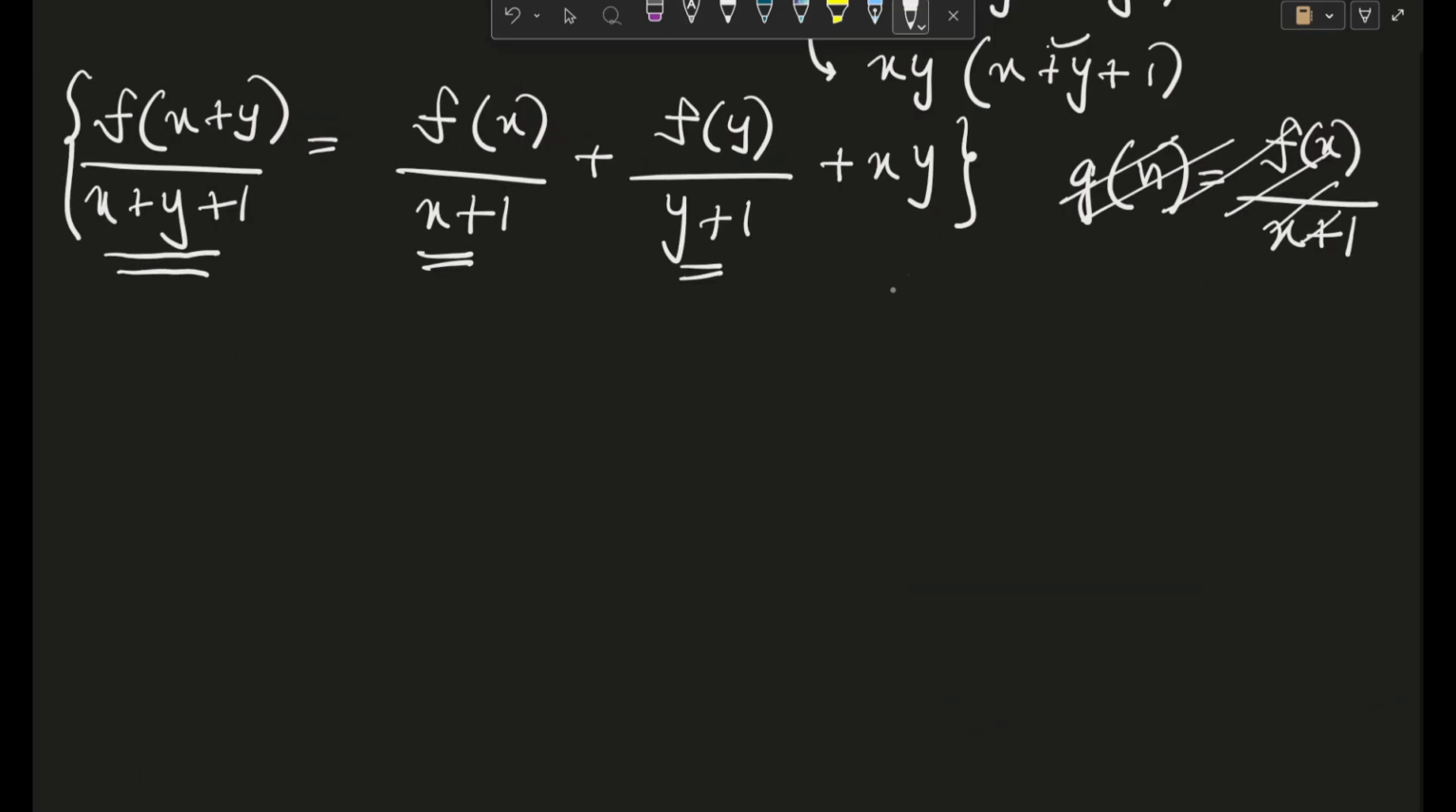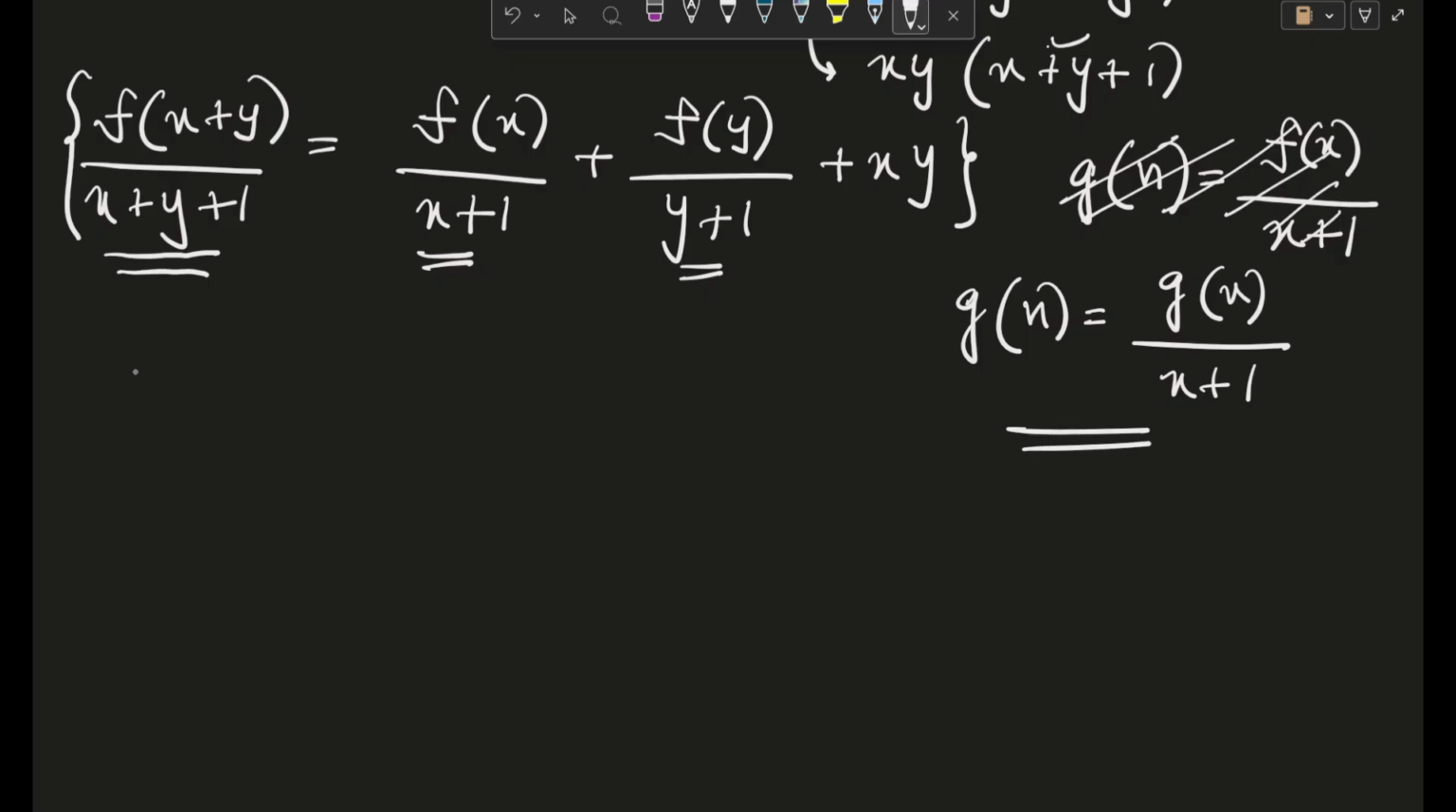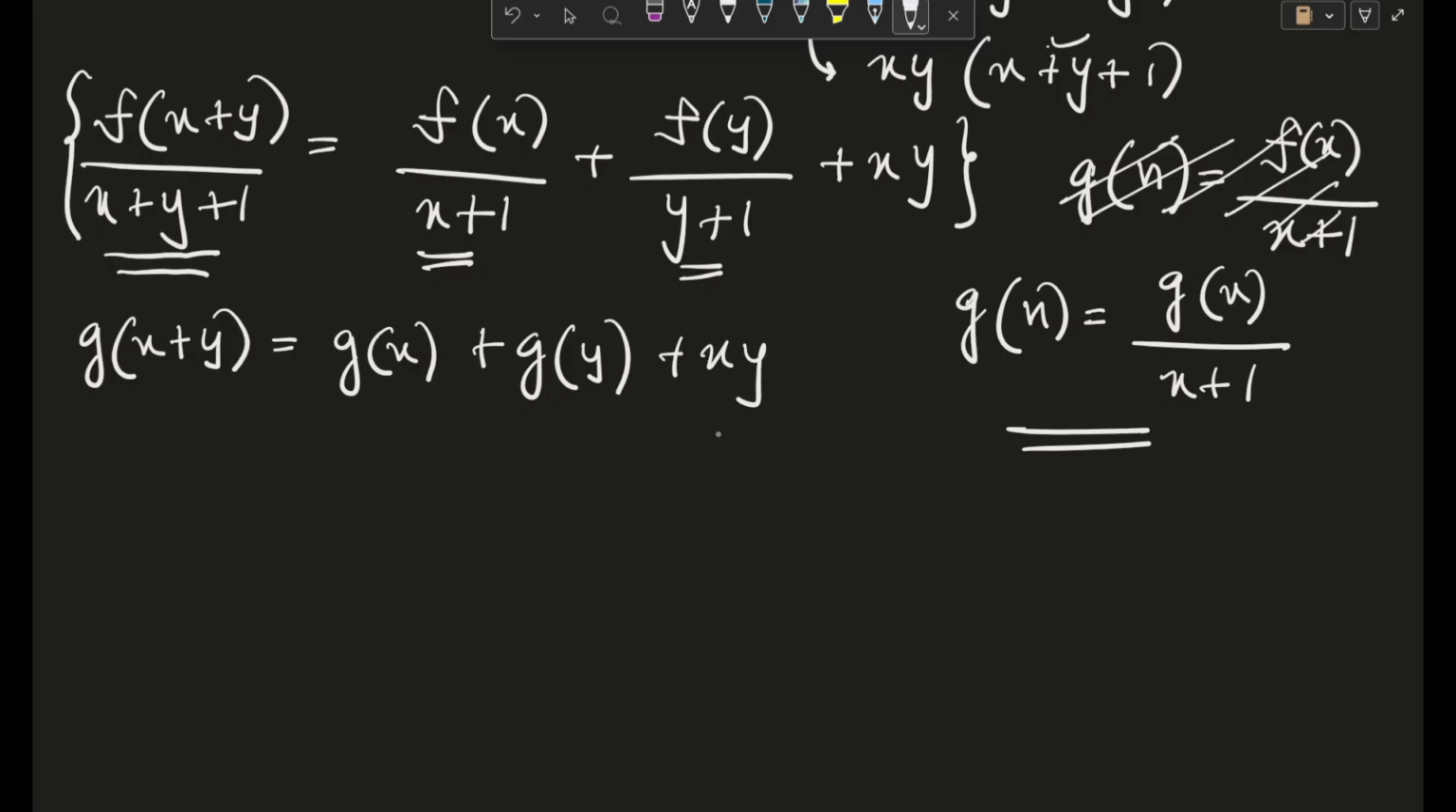Don't write that as f of x, because f of x is already present, it will be discrepant. Write g of n to be equal to some random g of x by x plus 1. This looks better. So now we can replace this equation with g of x plus y equal to g of x plus g of y plus xy, and xy stays as it is. So basically this is the equation which was hiding in that huge thing.